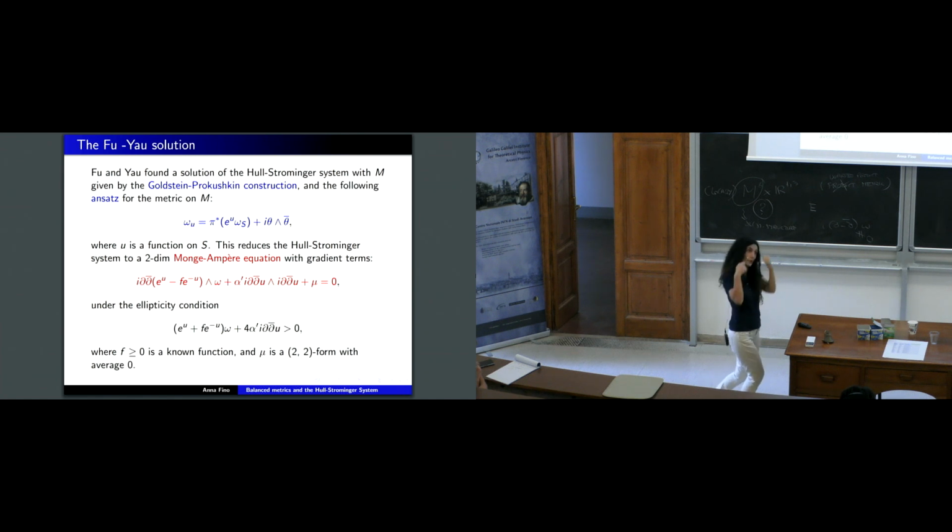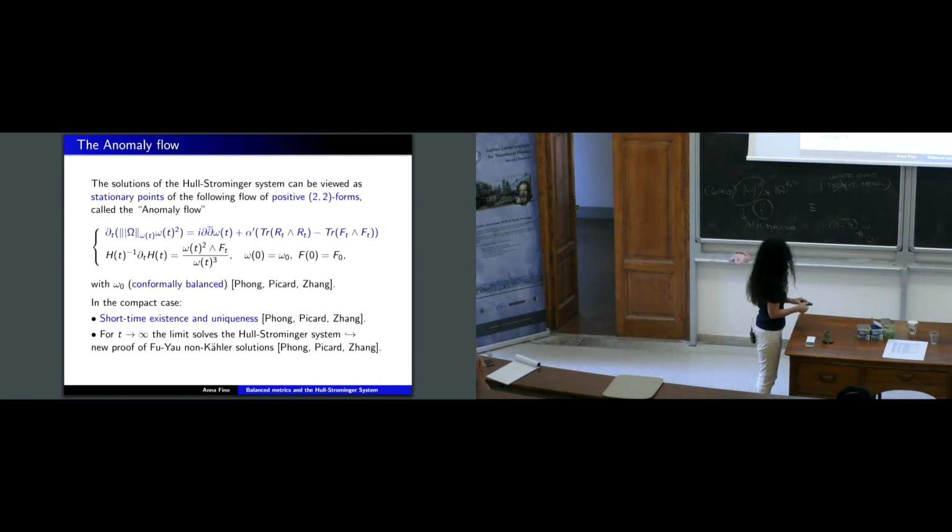The complex Monge-Ampère type equation that appears is exactly the anomaly cancellation equation written in terms of omega, of the function u, and the ellipticity condition is just a condition about the metric, because you want the metric omega u, that I considered before, of course, to be positive. And mu is just a (1,1) form with integral 0 over the K3 surface.